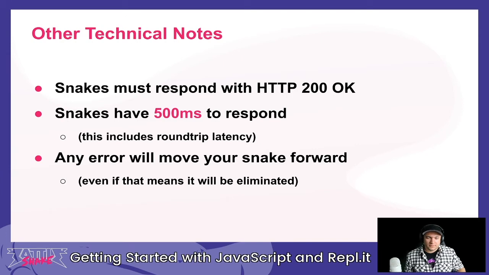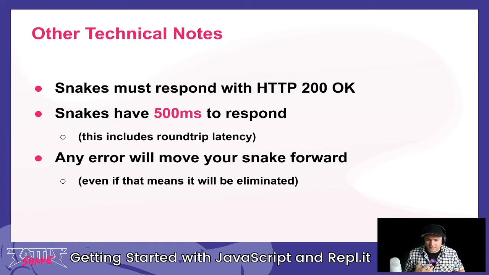Other technical notes. To all the commands that your Battlesnake receives, you must reply with an HTTP 200. If you don't, there are consequences. Also, you have 500 milliseconds to respond to every command that the game engine sends you. That includes round trip latency, so it's 500 milliseconds from when we send the command to when we fully receive your response.